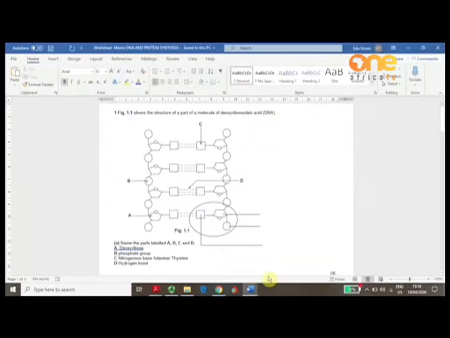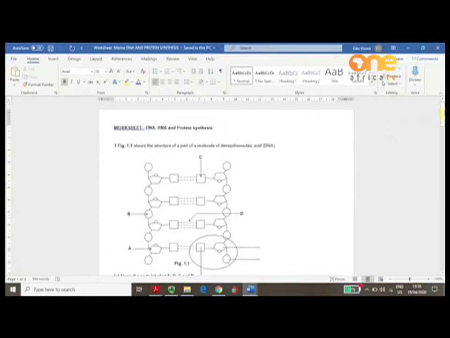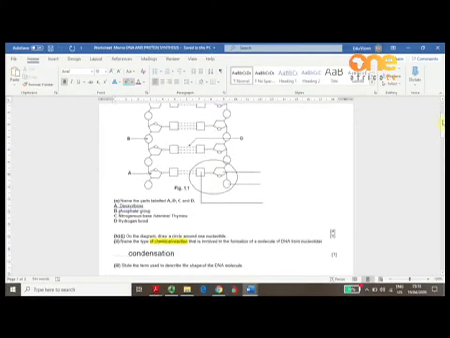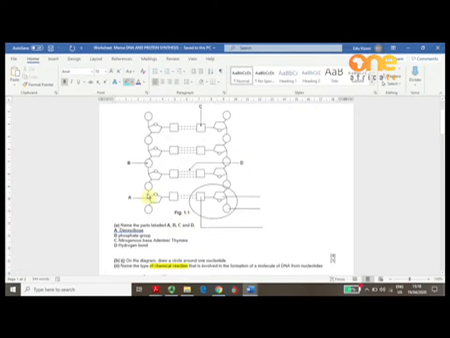Now I want us to look at our worksheet. We did a worksheet, and we are going to look at specific answers. Our first question: name the parts labeled A, B, C, and D. A will be a deoxyribose.